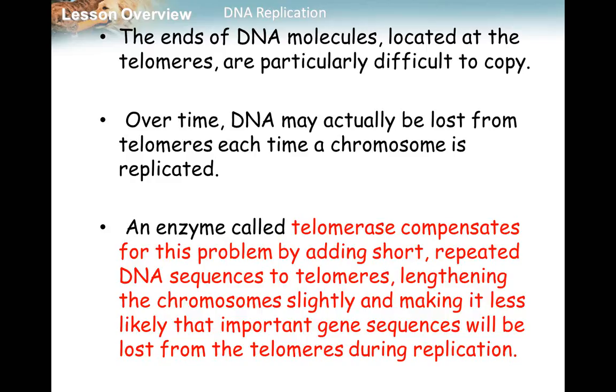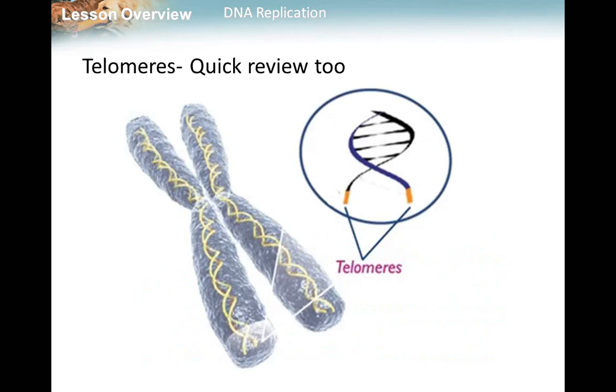An enzyme called telomerase compensates for this problem by adding a short repeated DNA sequence to the telomeres, lengthening the chromosomes slightly and making it less likely that an important gene sequence will be lost during replication. And that's kind of how it looks. The very end of the chromosome is the telomeres, the ends.